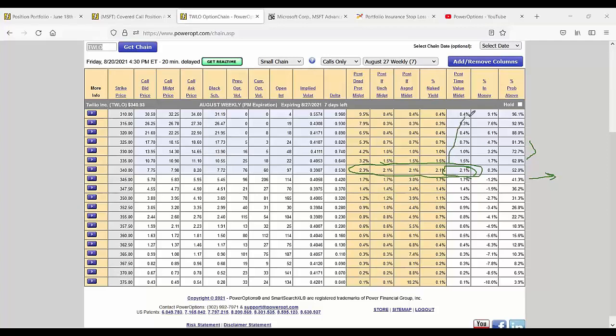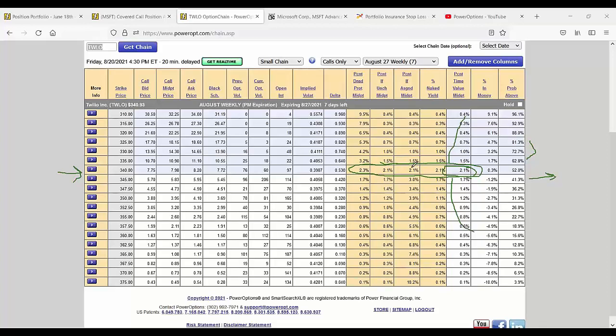Time value goes lower as we go in the money, goes lower as we go out of the money, at the money bell curve. If you're looking to maximize premium solely, you don't care if you get assigned or not, but you're looking to maximize time value on the position, the at the money approach might work and still give you some reasonable upside return for a 7-day trade.